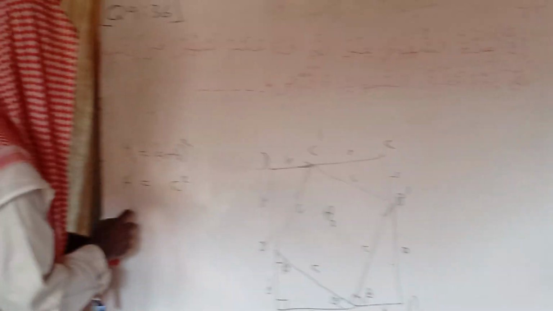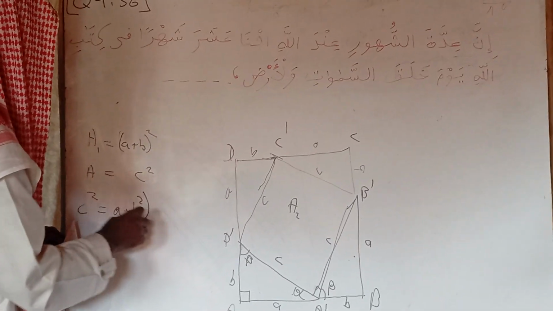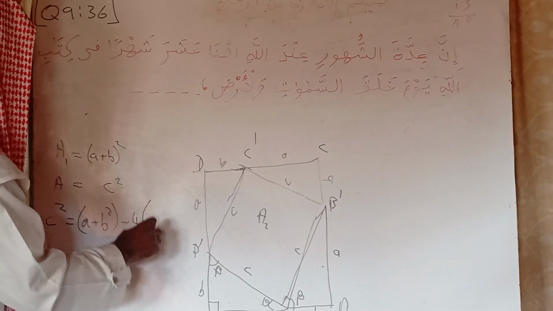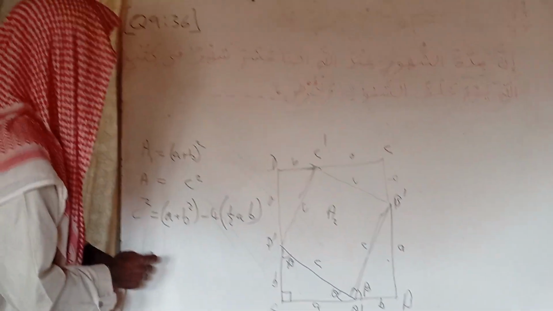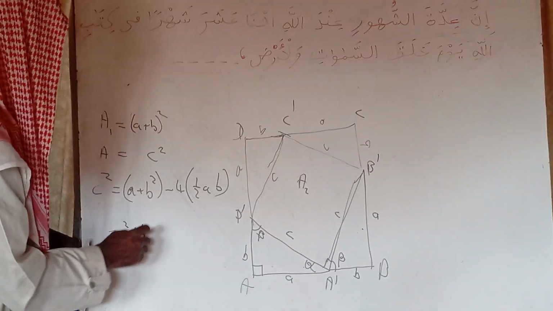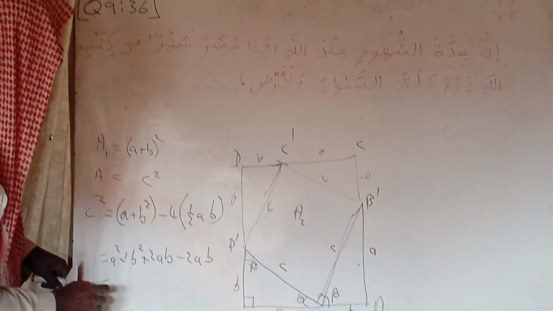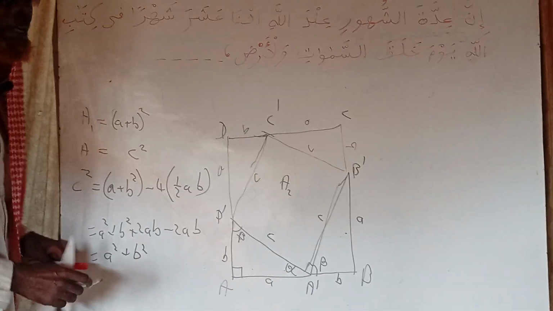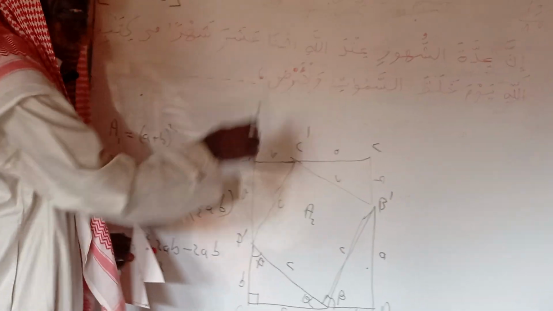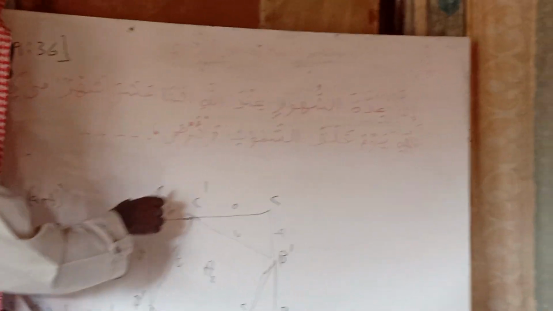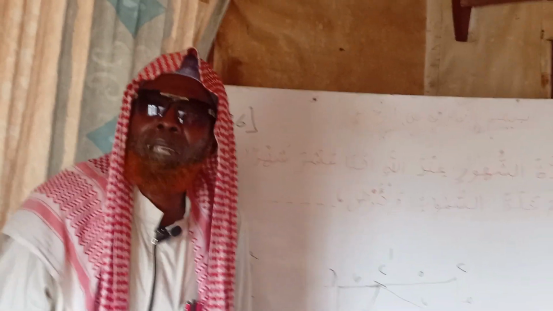In other words, C squared is equal to (A plus B) squared minus 4 times the area of each triangle, half AB. Now, this can be written as A squared plus B squared plus 2AB minus 2AB, which is equal to A squared plus B squared. In other words, for any right angle triangle, the square of the hypotenuse is equal to the sum of the squares of the opposite and the adjacent, which is the so-called Pythagoras' theorem, but it's an African theorem. Pythagoras learned it from Africa.